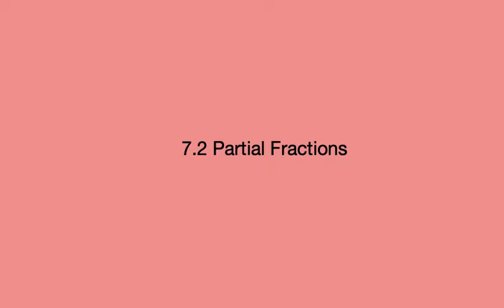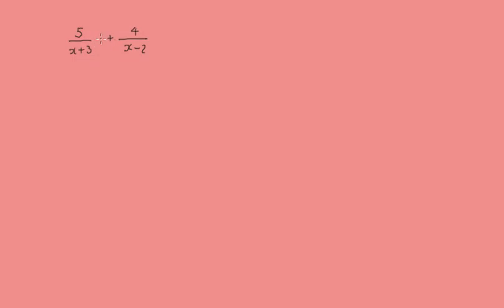Okay, today we're going to be looking at partial fractions. Previously, you'll have come across questions like this of the form 5/(x+3) + 4/(x-2). You would have been adding these functions together and you would have got something like this: 5(x-2) + 4(x+3) all over (x+3)(x-2), and then sorting out the bit at the top, it would come out as (9x+12) over (x+3)(x-2).